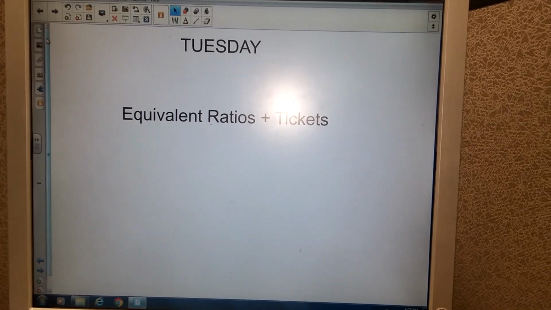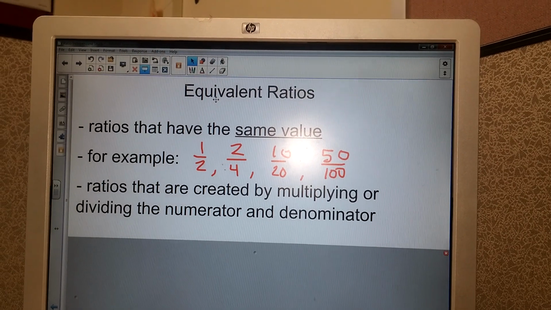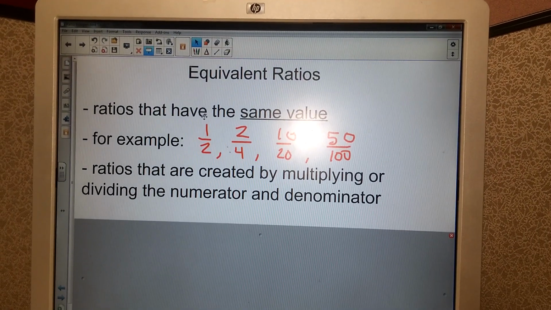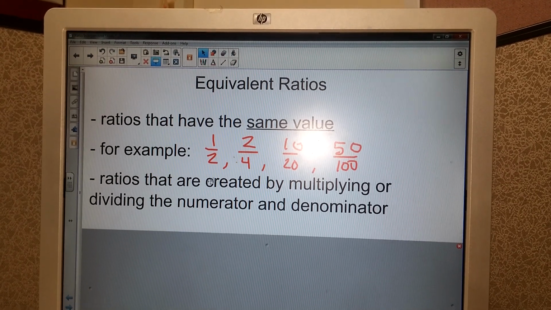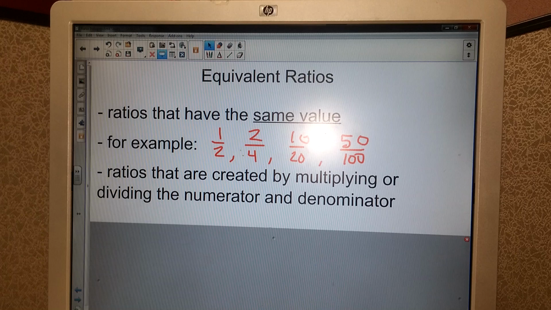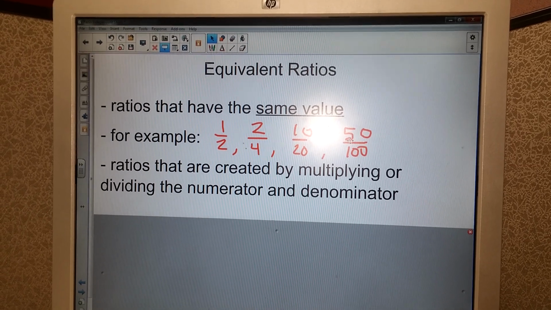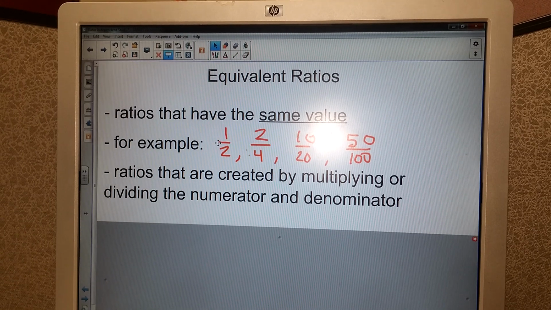Lesson today is equivalent ratios and tickets. Go ahead and put this in your notes. Here we go. Equivalent ratios, and this is for your notebook, are ratios that have the same value. For example, 1/2, 2/4, 10/20, and 50/100 are all equivalent ratios. All of these can be simplified to 1/2.